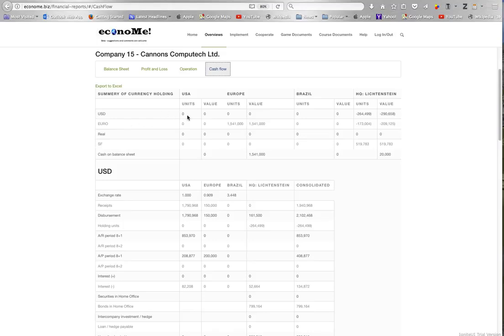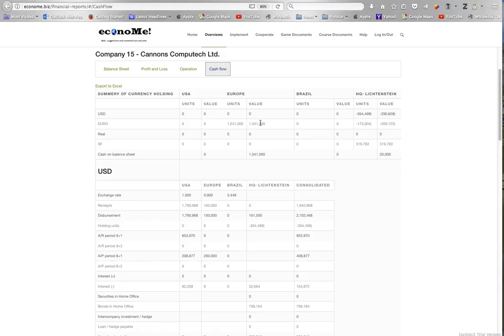Now, when we see here 000 under USA, that means the USA has no cash left in any of the currency. In Europe, for instance, it has 1.5 million euros, actually 1,541,000 euros in Europe.